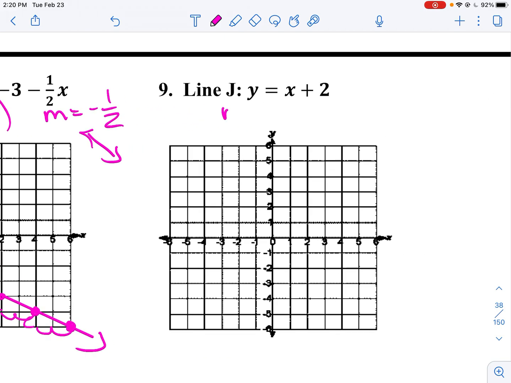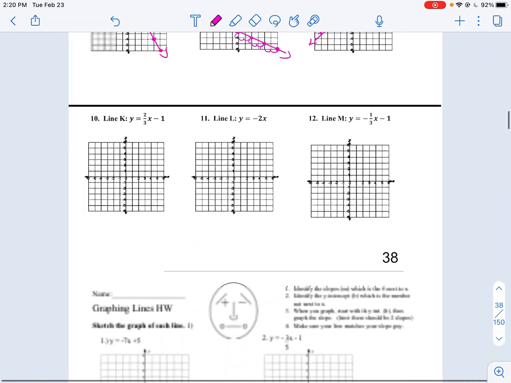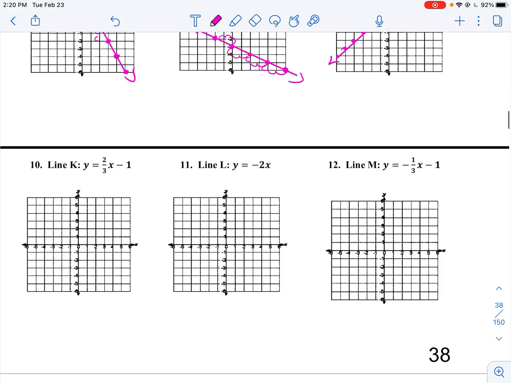Over here, my slope is the number in front. That would be 1, which is 1 over 1. And my point is 0, 2. So I go to 0, 2, up 1 over 1, up 1 over 1, up 1 over 1. And there you have it. Oops, that was a little off. Let's see. Okay.